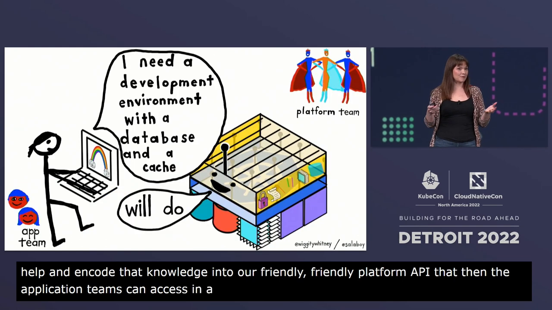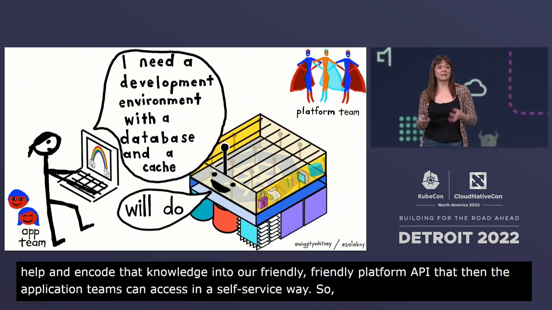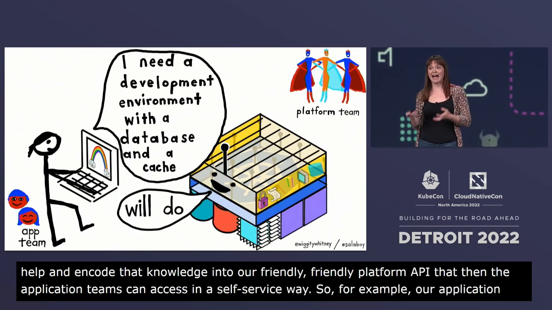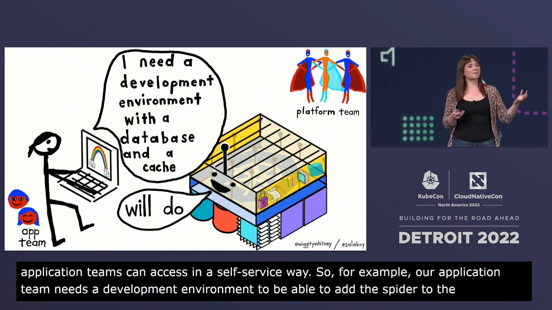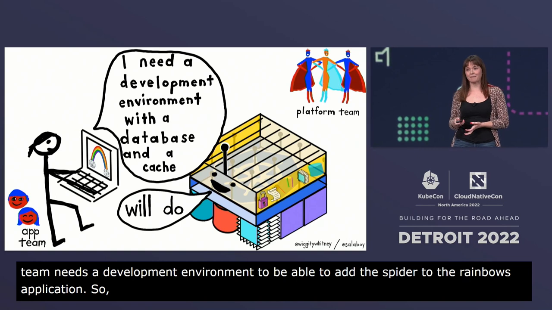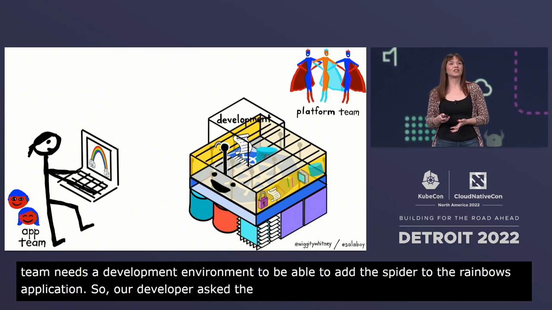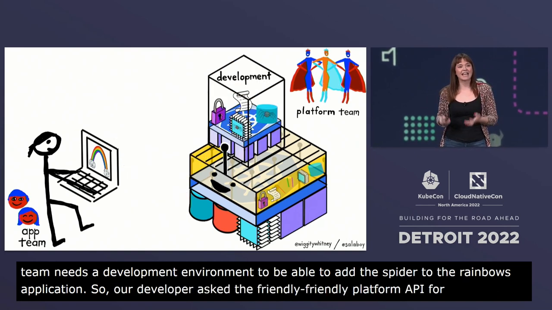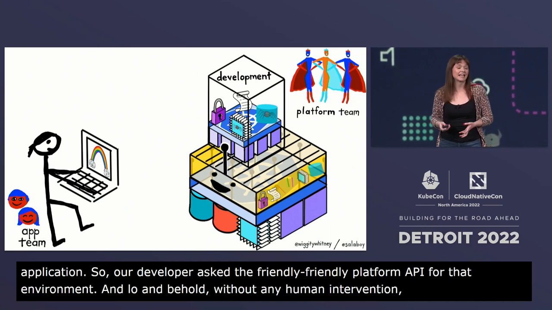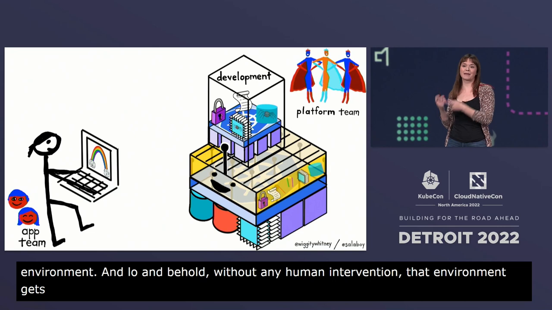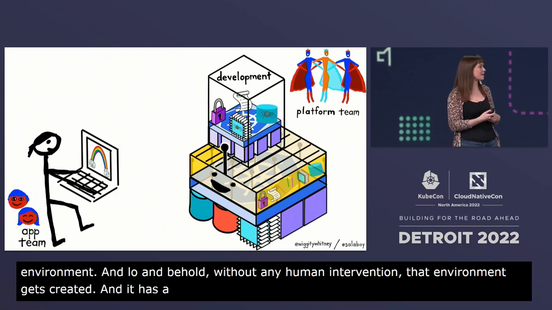So for example, our application team needs a development environment to be able to add the spider to the Rainbows application. So our developer asks the friendly platform API for that environment. And lo and behold, without any human intervention, that environment gets created. And it has a speedy spider cache and the spider database.